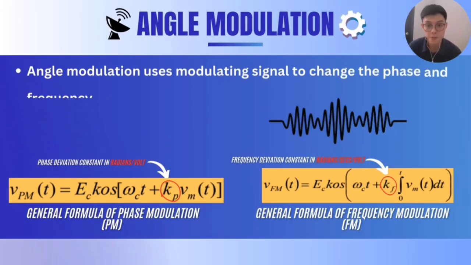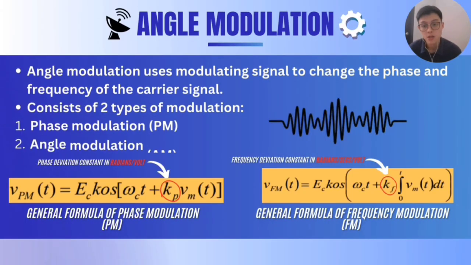Hi guys, I'm Wilson. The next part is about angle modulation. Angle modulation uses the modulating signal to change the phase and also the frequency of the carrier signal. So it consists of two types of modulation. The first type is phase modulation, PM, and the second type is frequency modulation, FM.